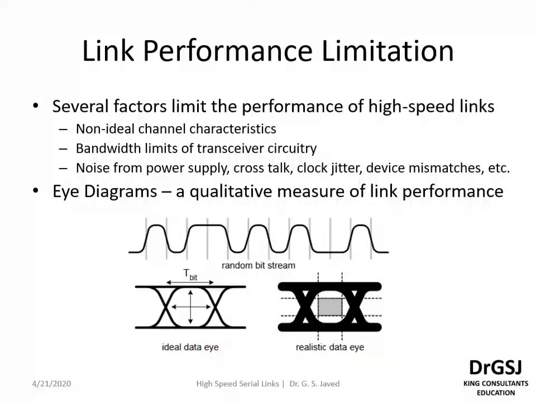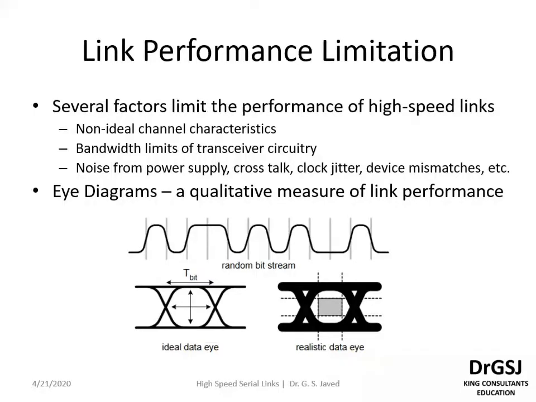Now let us look at what are the link performance limitations that we see in high-speed links. Several factors limit the performance of high-speed links: non-ideal channel characteristics, bandwidth limits of transceiver circuitry, and the noise from the power supply, crosstalk, clock jitter, and the various device mismatches in the system. Eye diagrams are a qualitative measure of link performance.